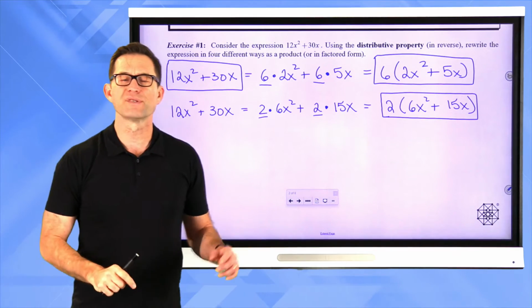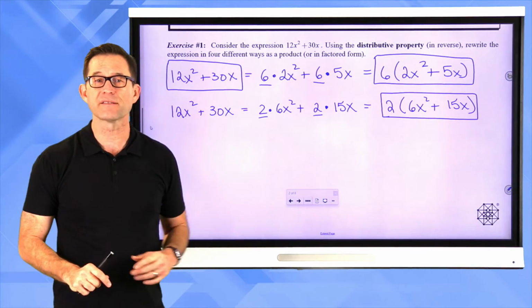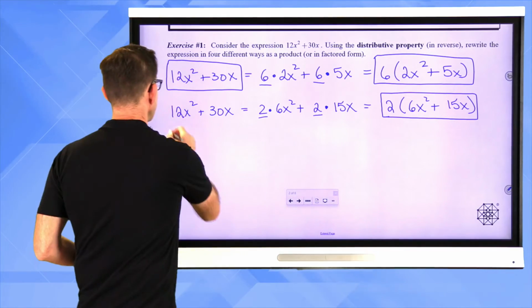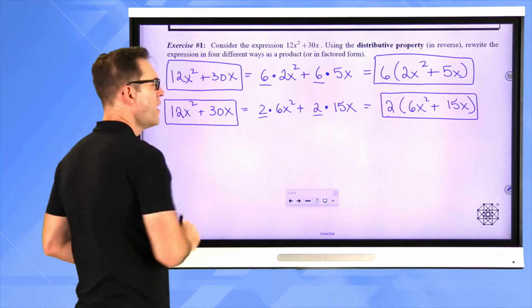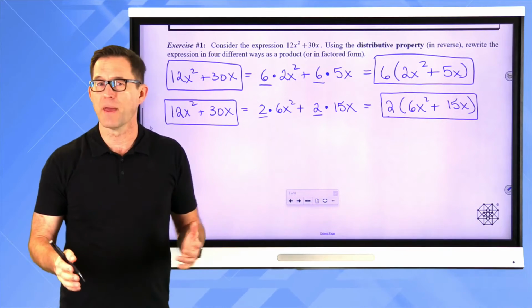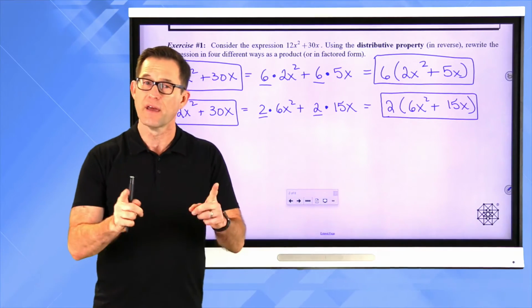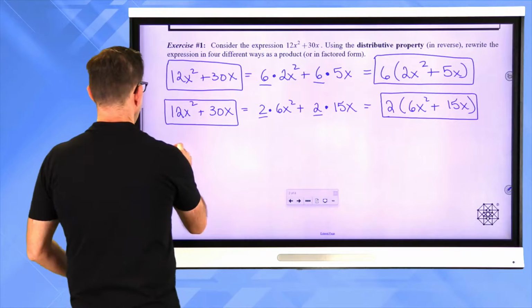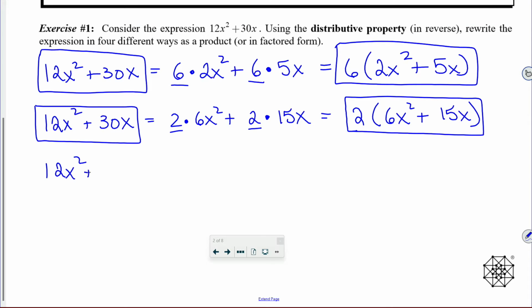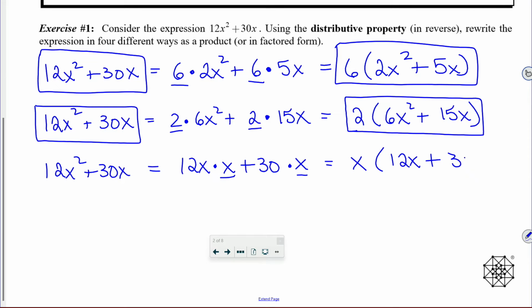Now you might notice, of course, that both the x squared and the x have an x in them, right? Let me just box this in as well. So I could say, well, you know, then maybe I should, quote, factor out an x. In fact, right, I could rewrite 12x squared plus 30x. I could rewrite this as 12x times x plus 30 times x, right? We have an x sitting in both of those slots, so I could rewrite this as x times (12x plus 30).